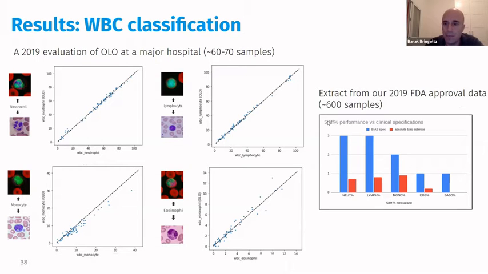This is a more comprehensive data set from our clinical trials in 2019, for which we were approved by the FDA. So you see here in blue the specs that we guarantee and were requested to be better than, and in red you see the performance, which is clearly better. So this is the performance.